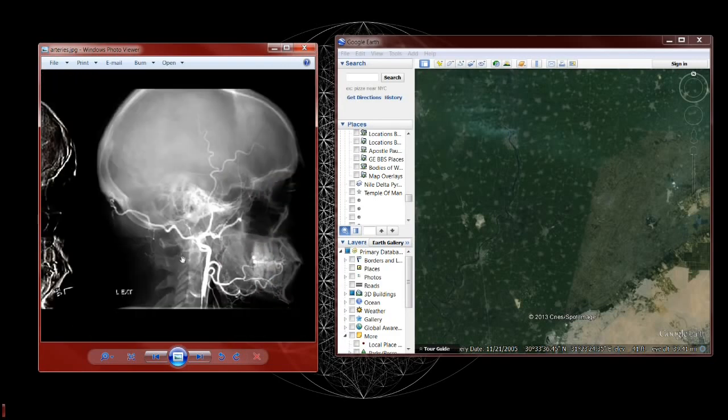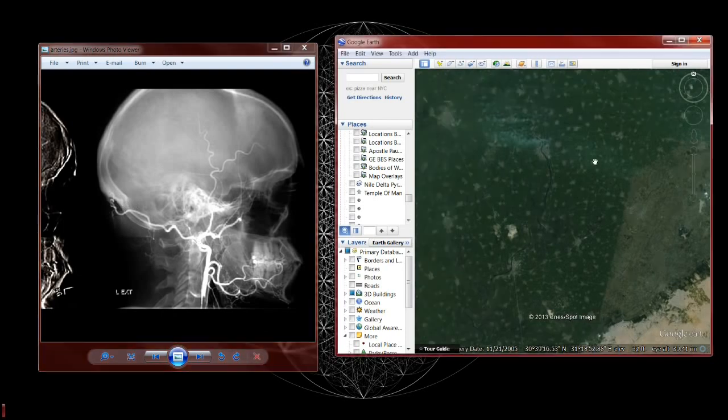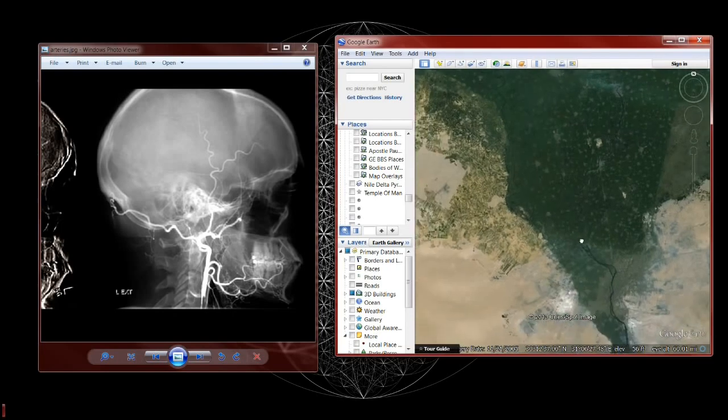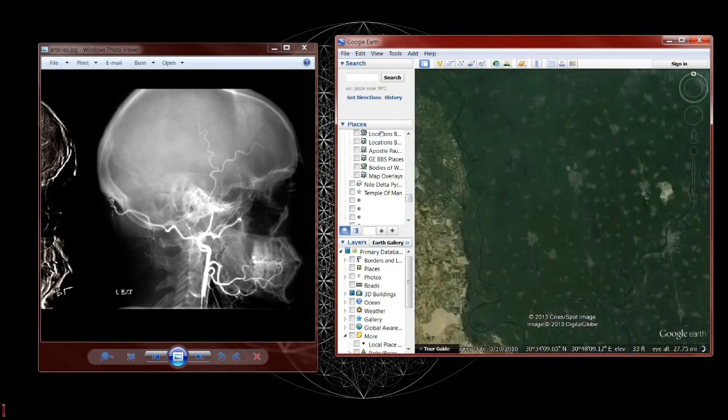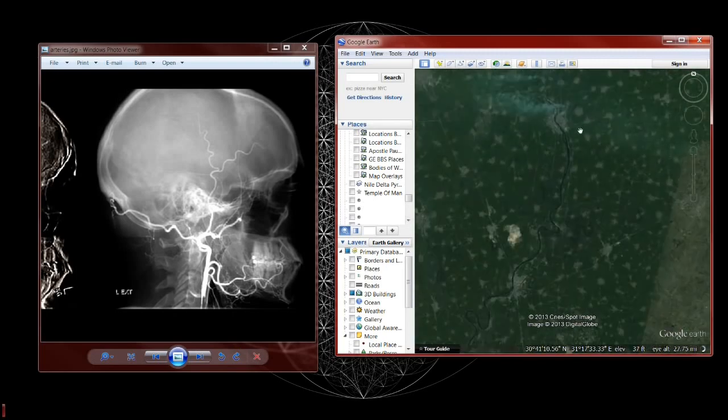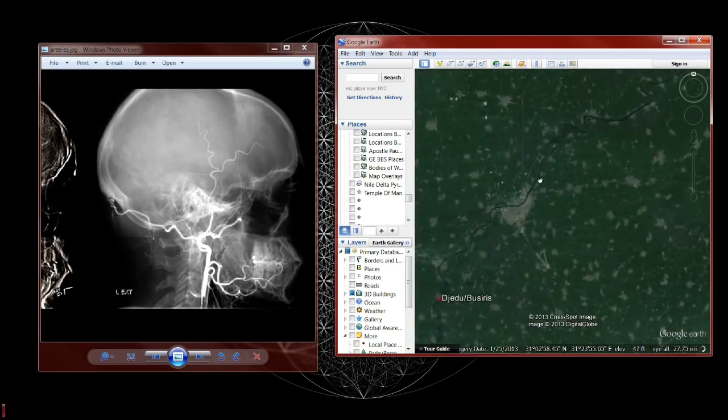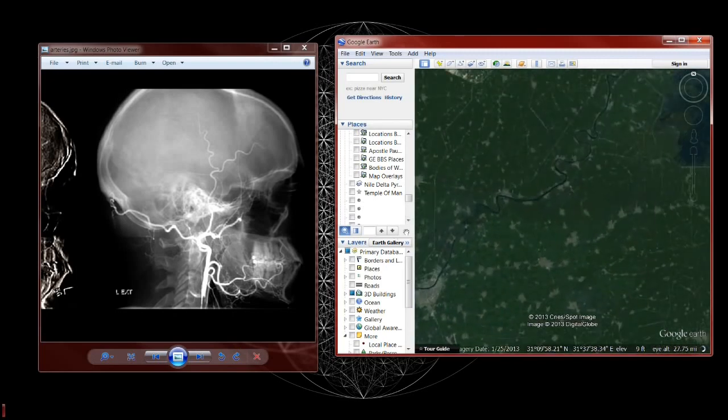Here's another one. You can see that this artery travels to the left, and then you have this one here coming up and then arcing over to the right. Same thing right here. Splits. This one goes left, this one comes up, and then arcs over to the right.